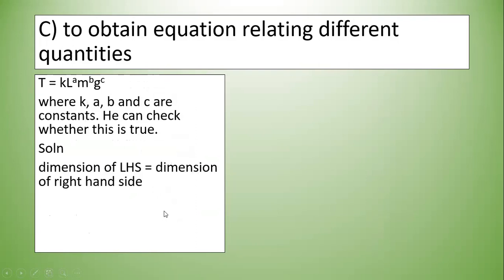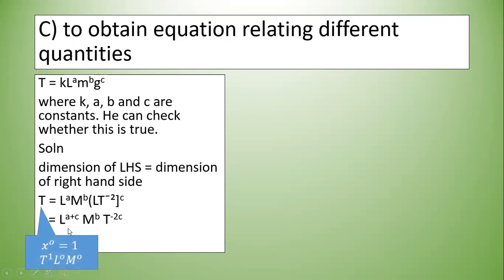Solution: dimension on the left-hand side equals dimension on the right-hand side. k, as I said, is a number, so it doesn't have a unit. L is length, M is mass to the power b, g is acceleration, L T minus 2, to the power c. Let's tidy up. This is L to the power a, and L to the power c, so it's a plus c. Mass M is to the power b. And T minus 2 times c is minus 2c.